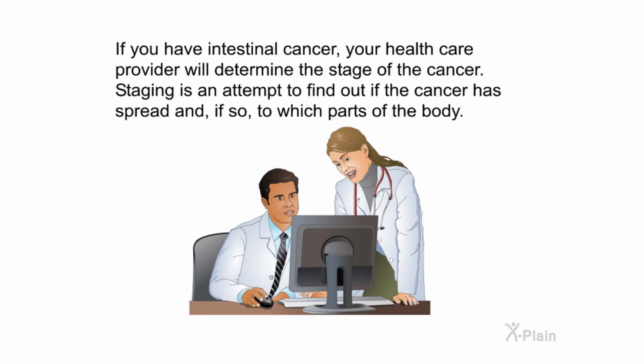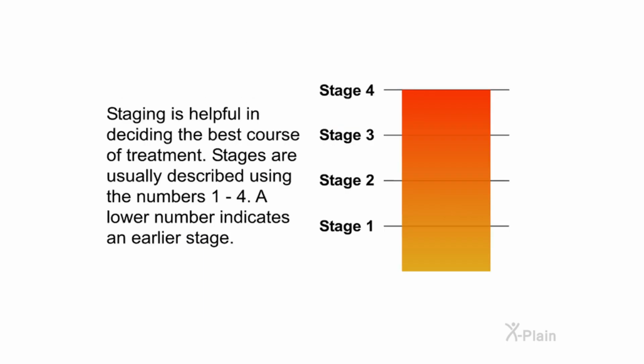Staging. If you have intestinal cancer, your healthcare provider will determine the stage of the cancer. Staging is an attempt to find out if the cancer has spread, and if so, to which parts of the body. Staging is helpful in deciding the best course of treatment. Stages are usually described using the numbers 1 through 4. A lower number indicates an earlier stage.